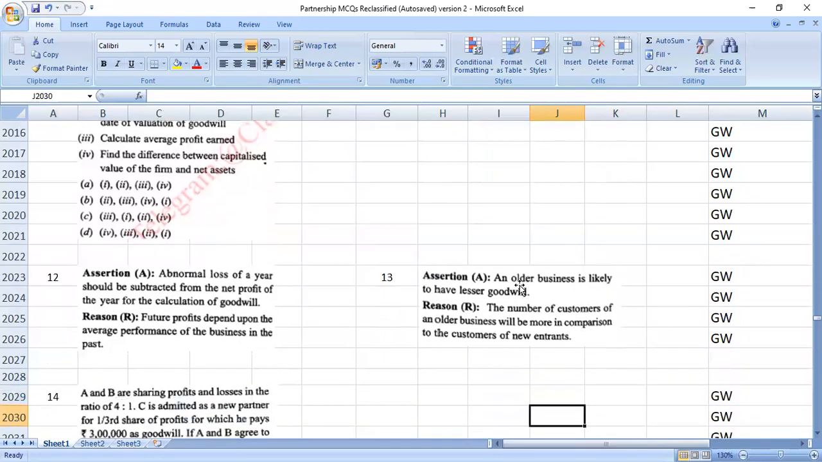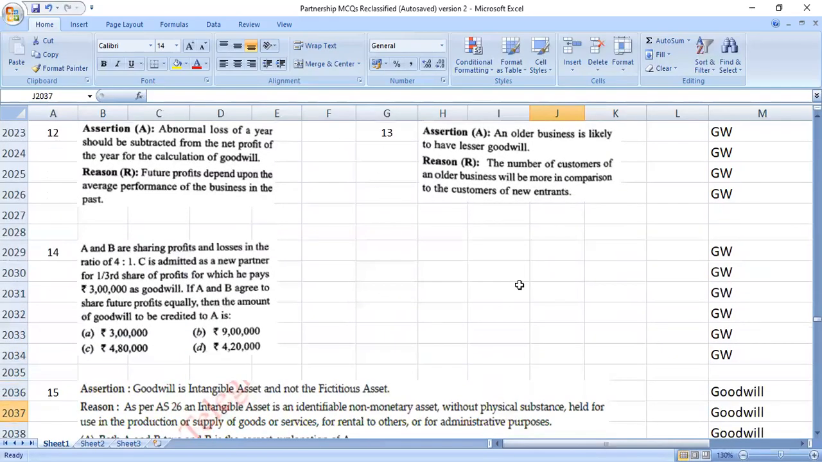True. Correct explanation too. Abnormal loss for years should be subtracted. That is false. Assertion is false. Abnormal loss should be added. Future profits depend on the average performance of the business. Reason is true. Assertion is false.